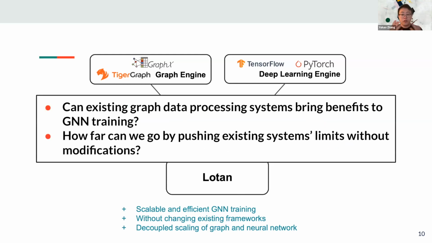In this paper, we would then set out to answer two fundamental system questions. First is, can existing graph analytical systems bring benefits to GNN training? And how far can we go by pushing existing systems' limits without modifications to their code base? We will answer these questions with our empirical tests later.